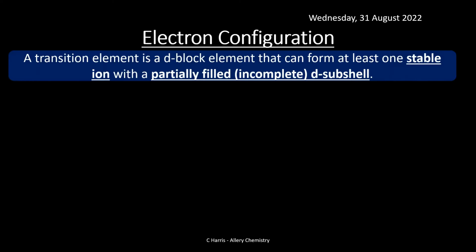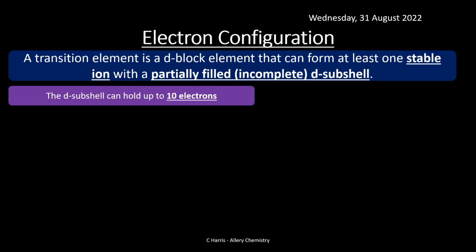So let's have a look at some electron configurations. A transition element is a D block element that can form at least one stable ion with a partially filled or incomplete D subshell. Don't get them mixed up. There's a difference between D block elements and transition elements. A transition element is a type of D block element.